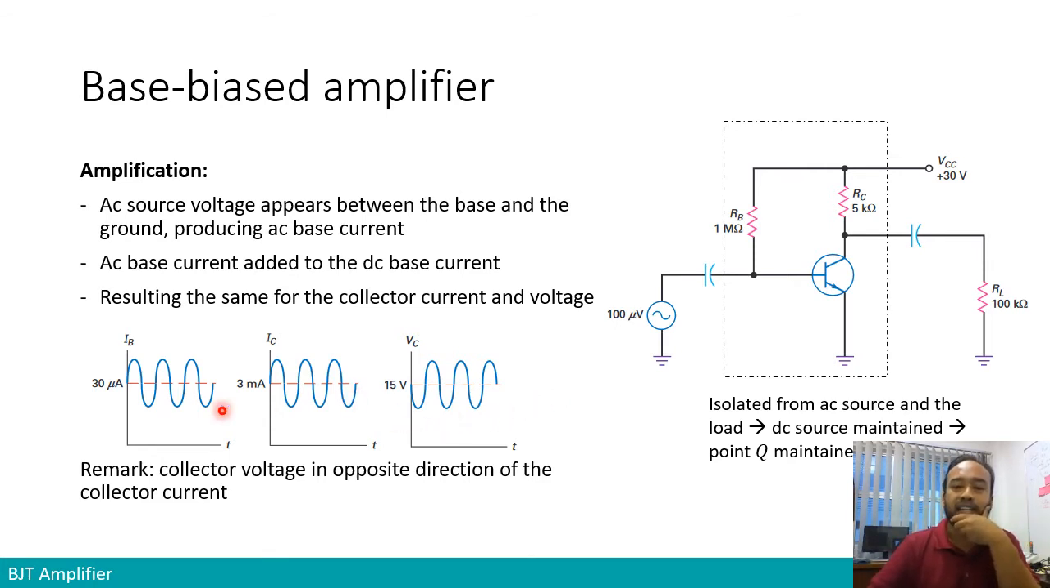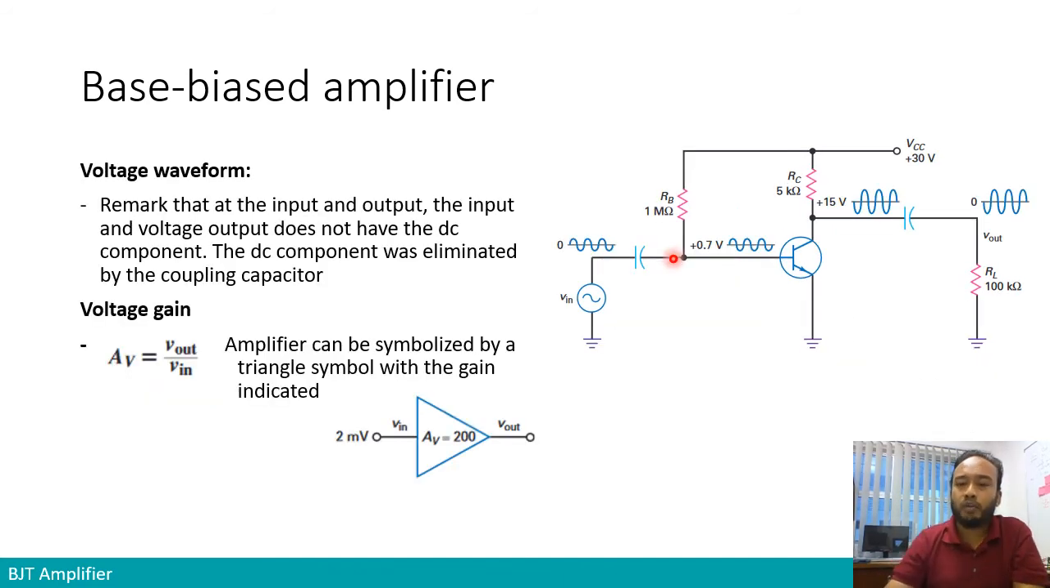So these are the waveforms of IB, the current that goes into the base, IC, the current that goes in the collector terminal, and then VC, the voltage that we can see at the collector terminal. In this slide, we can see all the waveforms across the amplifier circuit, right? So a base bias amplifier circuit.